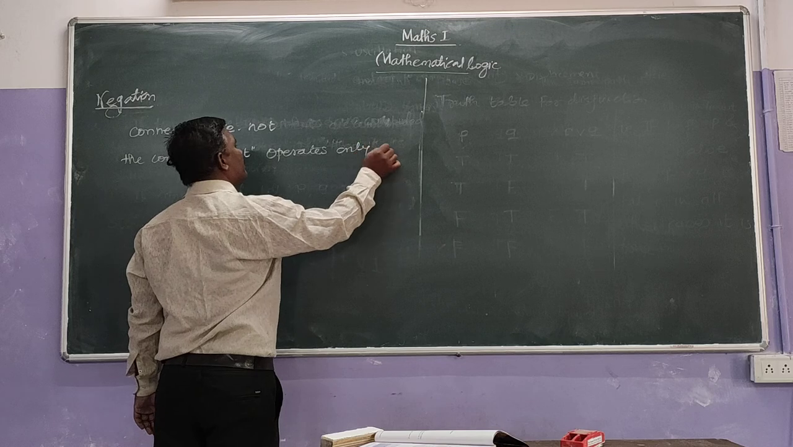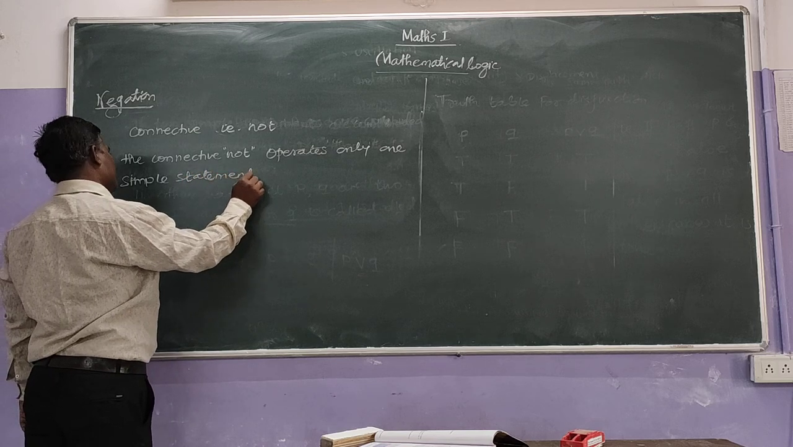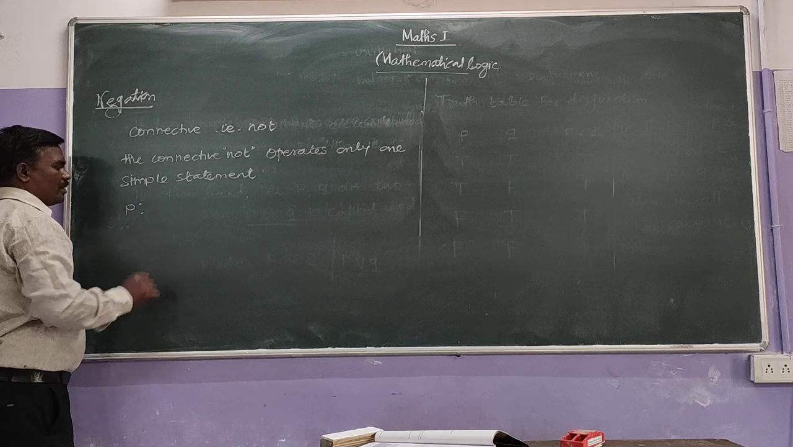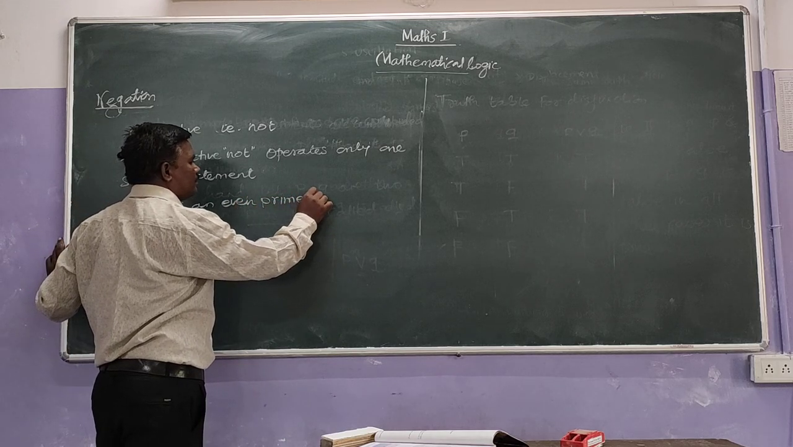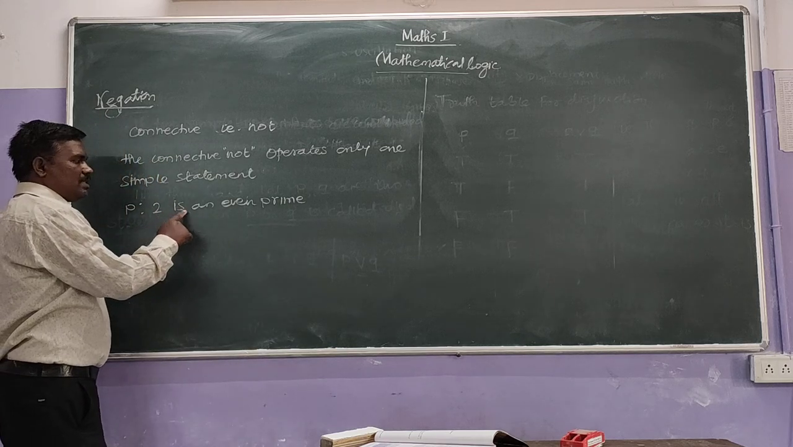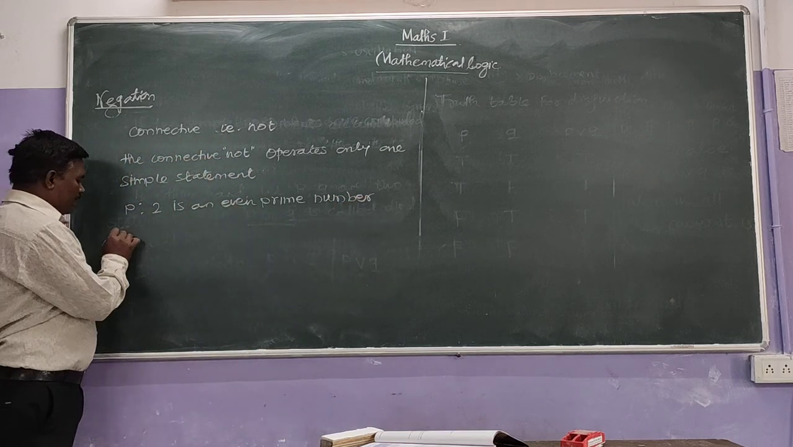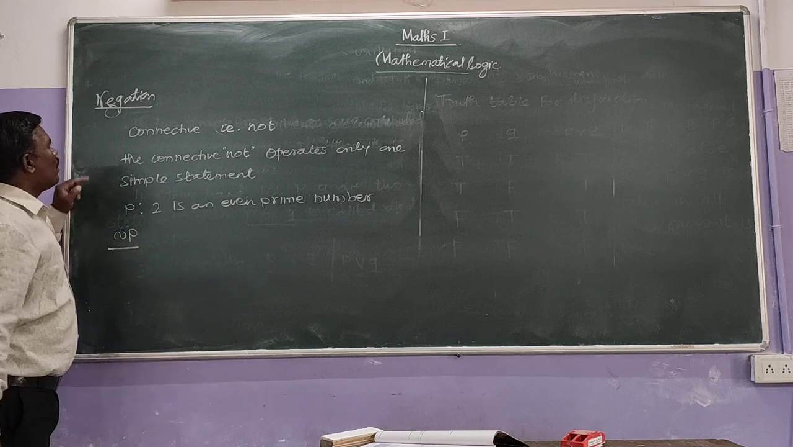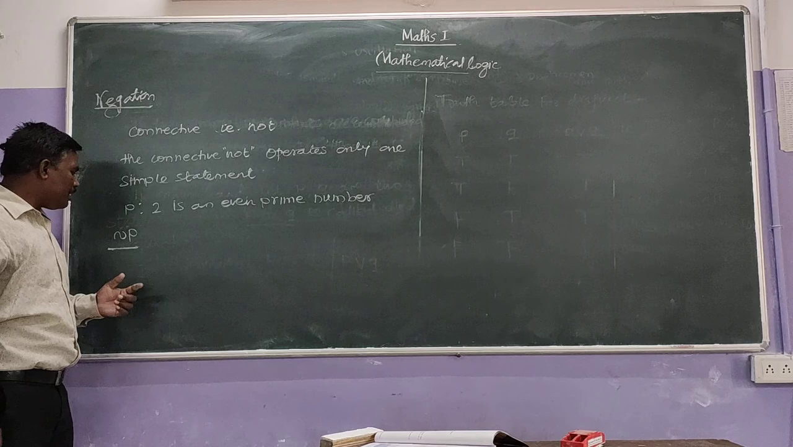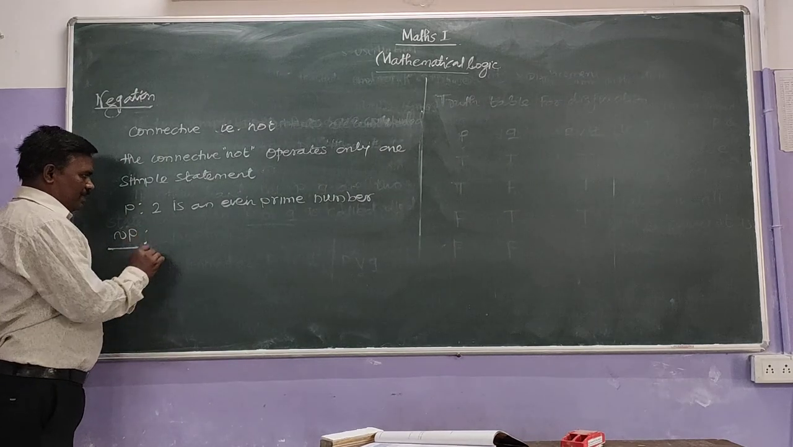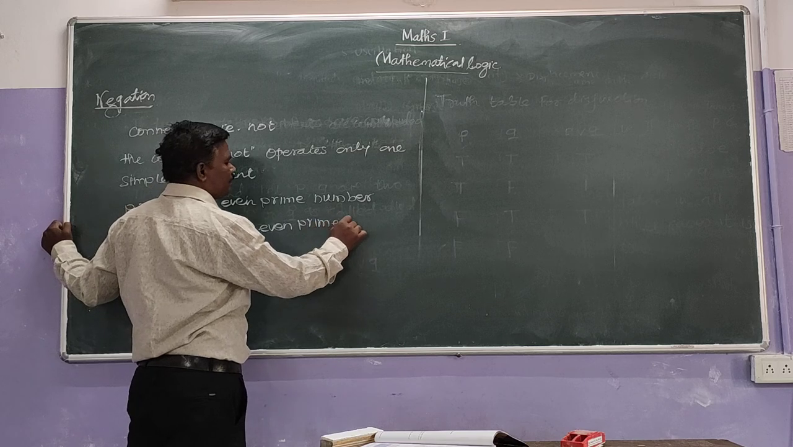The connective not operates on only one simple statement. For example, suppose that P is: 2 is an even prime number. The negation of P, where the symbol represents negation, is: 2 is not an even prime number.